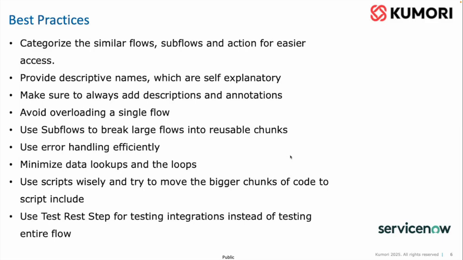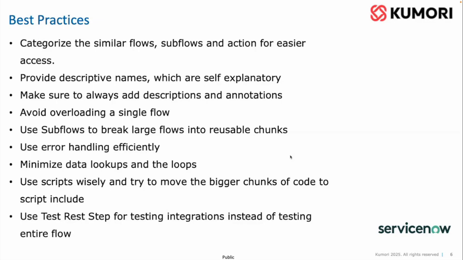Then minimize the lookups and loops. Out of the box, ServiceNow allows you to put 1,000 lookups, 1,000 loops, and 1,000 iterations. So don't try to increase these iterations beyond 1,000. Try to keep it at 1,000 or less. The reason is if you increase it, then system performance will be impacted because of these increased lookups and loop iterations.